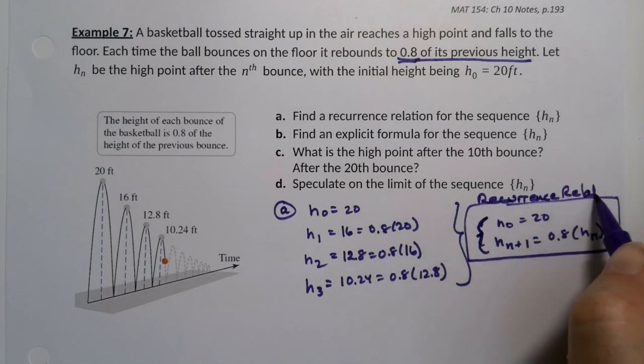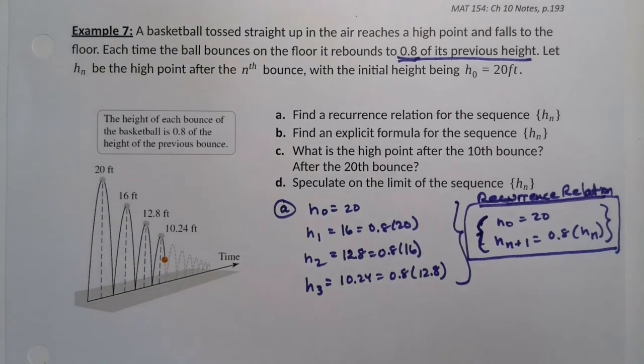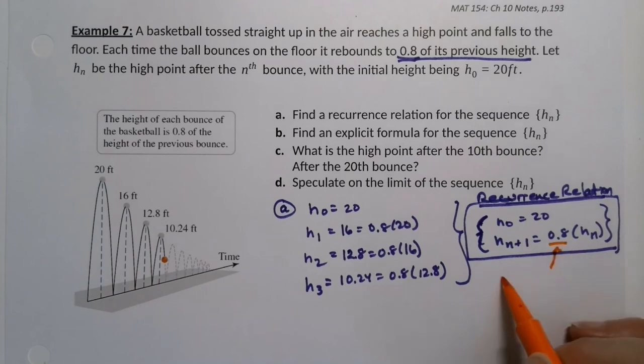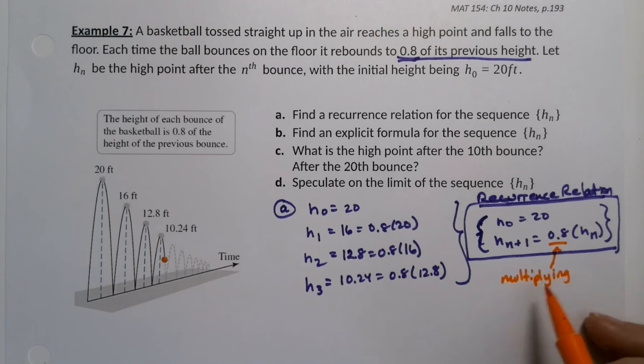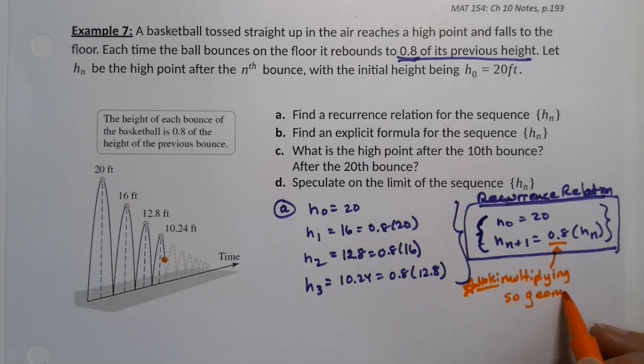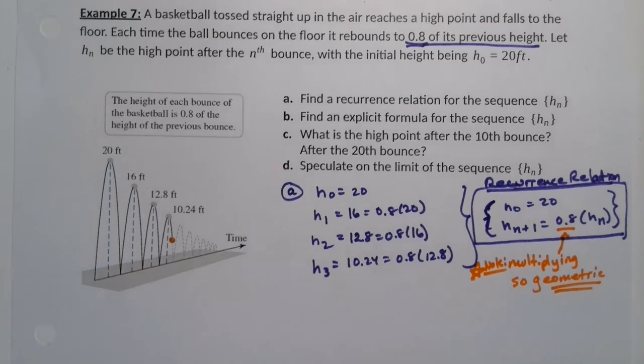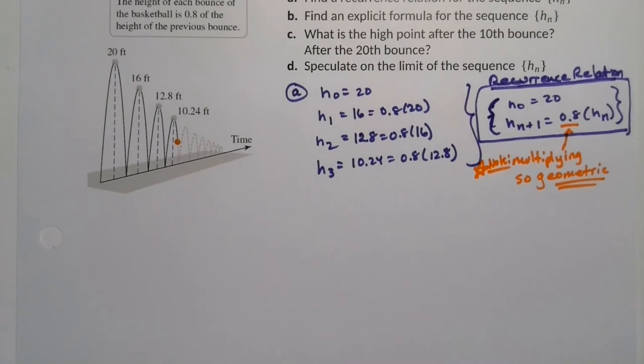Now you notice that we were multiplying, right? Which means this is geometric. Because we're multiplying, I know this is going to be geometric. Make a little note. And that helps me because then I know that the explicit relation, which is what they're asking for next, will involve a base and an exponential function, right?